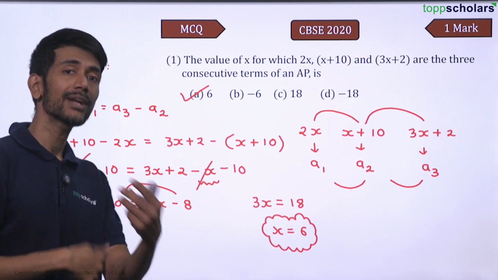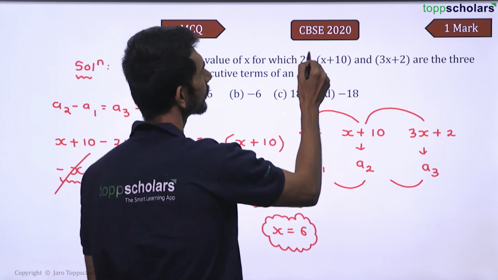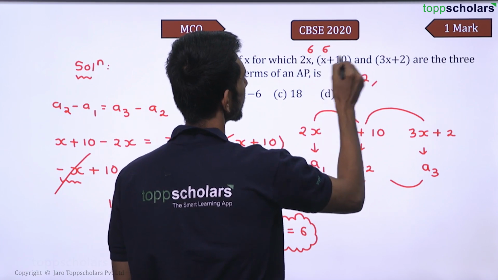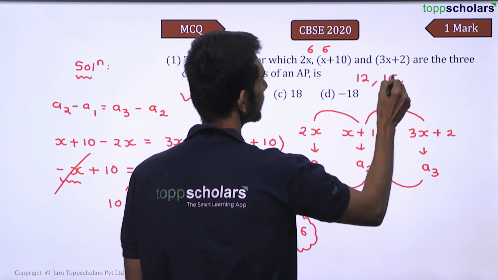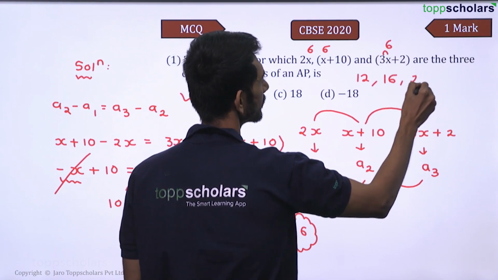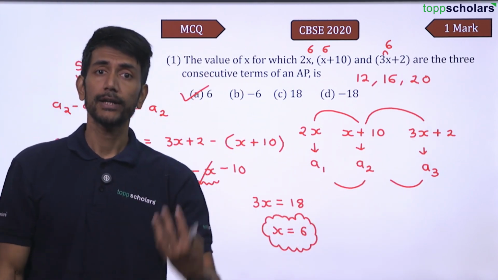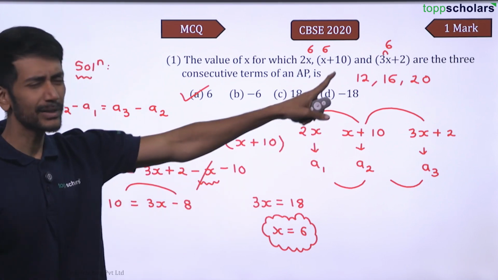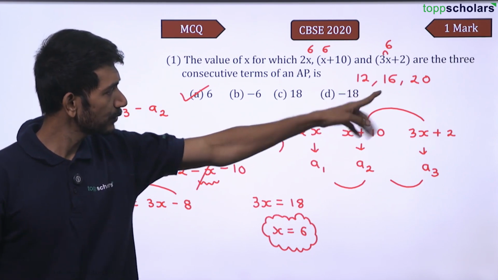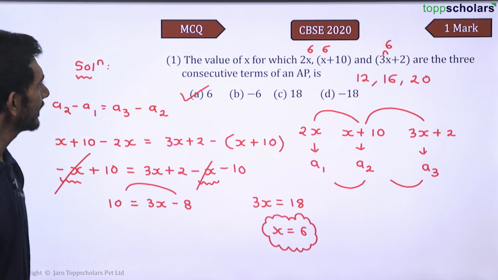Still, if you want to see whether your answer is right or wrong, you just put the value of x as 6 here. So 2 into 6 is 12. 6 plus 10 is 16. And then 6 3s are 18, 18 plus 2 is 20. You can see the common difference is 4. They can also ask you to find out the common difference later. Although they will not ask you that for 1 mark, but in case they ask you, the common difference is 4 because 16 minus 12 is 4, and 20 minus 16 is also 4, correct? Okay, let's continue. Let's have a look at a new question.